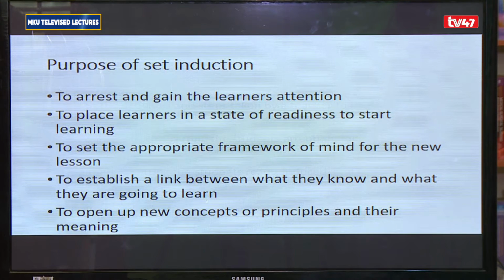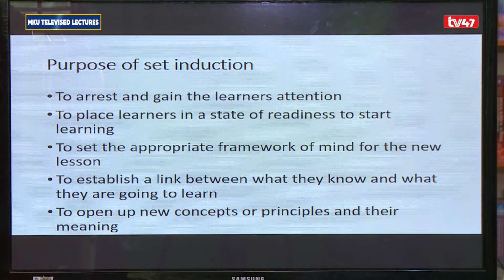So what is the purpose of this set induction? The first one is to arrest and gain the learner's attention. For you to be able to teach effectively, the learners must pay attention to what you as the teacher are saying, what you are doing, what you are giving as instructions to be followed, and therefore you need their full attention. Secondly, to place the learners in a state of readiness to start learning. They must be ready to learn for you to succeed in your lesson.